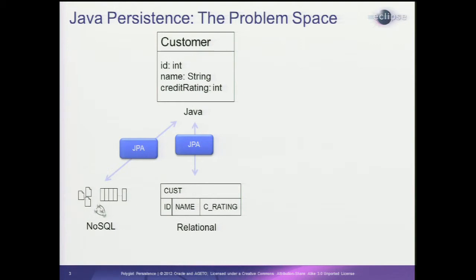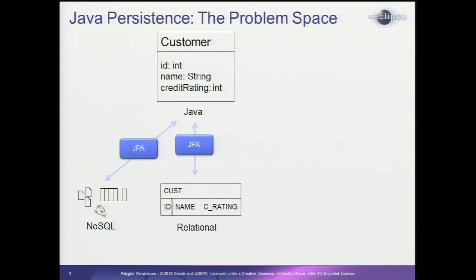So what we've been working on is JPA support for mapping Java objects obviously into relational and then mapping them into NoSQL databases. And you can see from my little iconography down there, there's more than one kind of NoSQL database, right? So we're talking about different shapes. And we'll talk about that, I think, coming up.